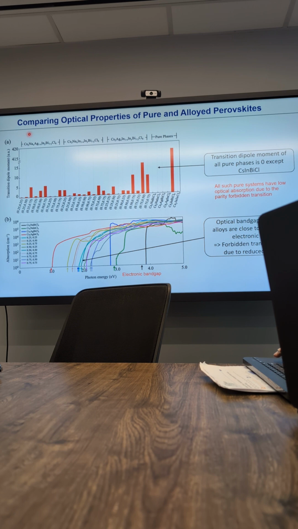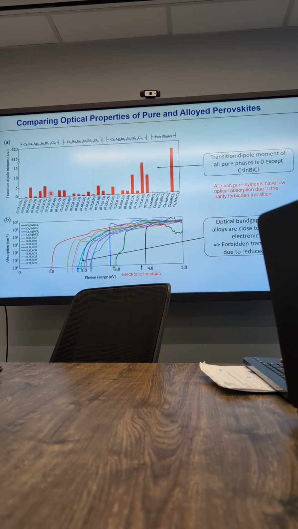Now here you realize that in all these alloys we have some indium and some Bi somewhere in there, right? So even though they might have low transition dipole moments, they still have some. And so depending on how much indium and how much bismuth, they can also tune the optical absorption of these materials.